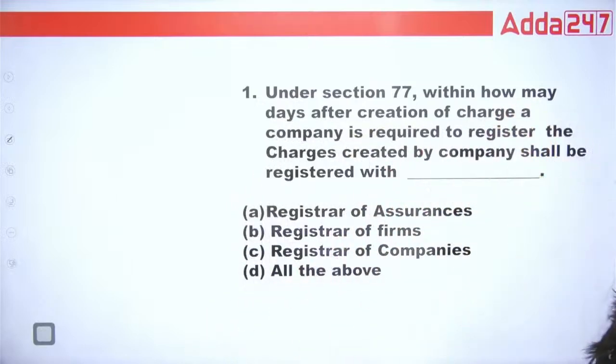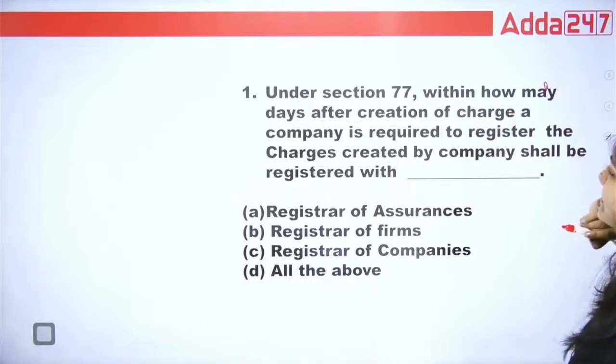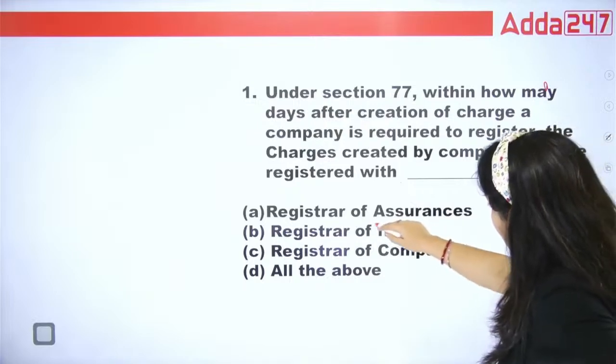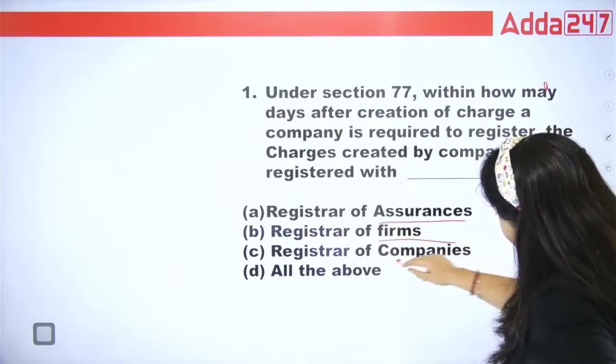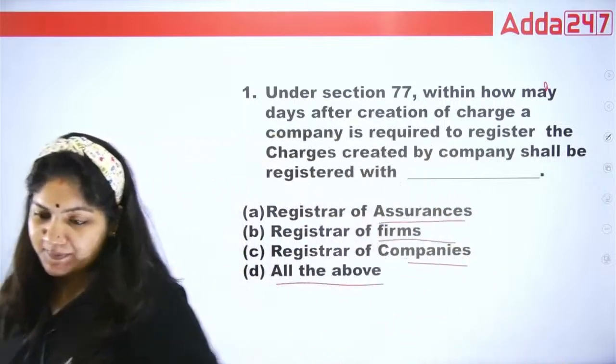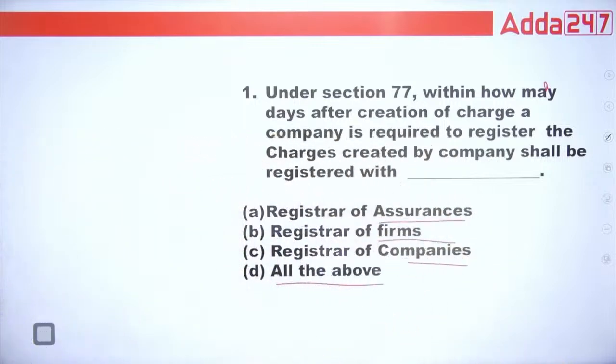Now under Section 77, within how many days after creation of charge is a company required to register it? The charges created by a company shall be registered with the Registrar of Assurance, Firms, Companies, or all of the above? What is the right answer, guys?